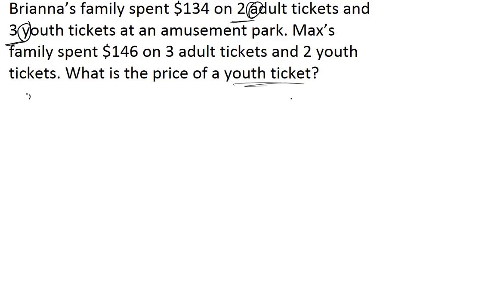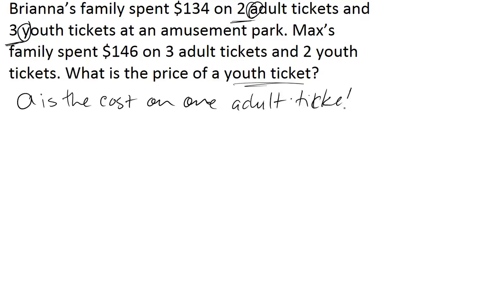So I'm going to say that A is the cost of 1 adult ticket. And I'm also going to say that Y is the cost of 1 youth ticket.